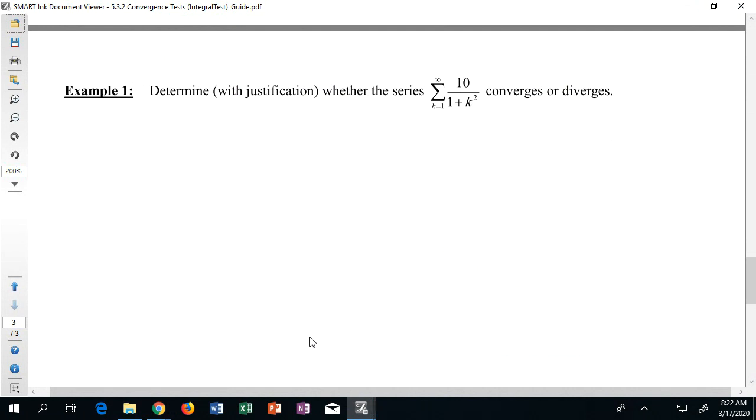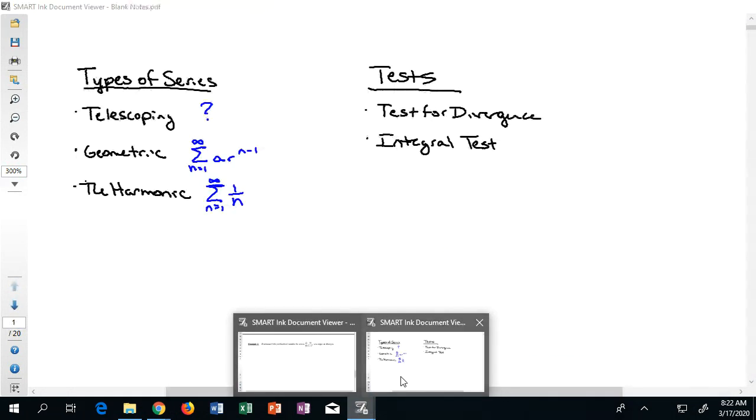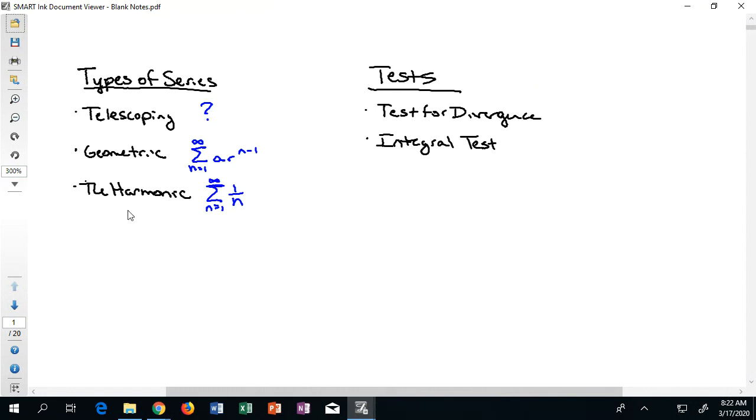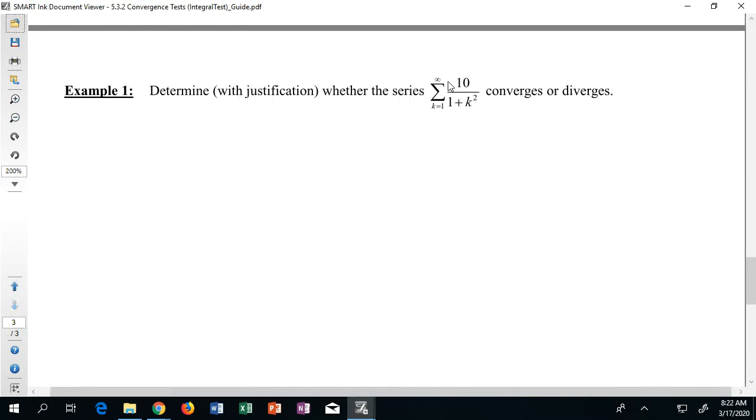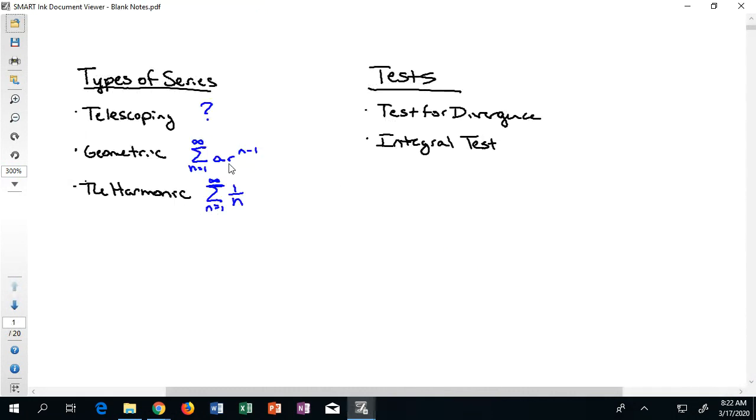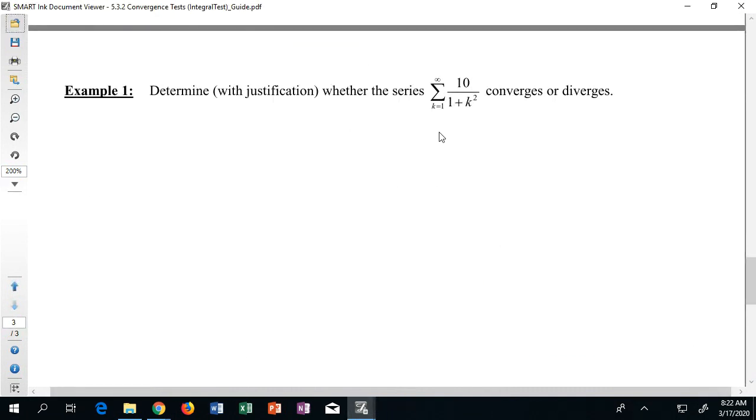All right, so one of the things, again, that I typically want to make sure that I'm rehearsing for myself is that I actually have some types of series and some different tests to work with. So immediately I might ask the question, is this the harmonic series? And when I go back and look at it, no, that's certainly not the harmonic series. Is this a geometric series? Does it fit the form? Well, let's see, that would mean that my counter variable needs to be in the power. And no, that doesn't seem to be the case.